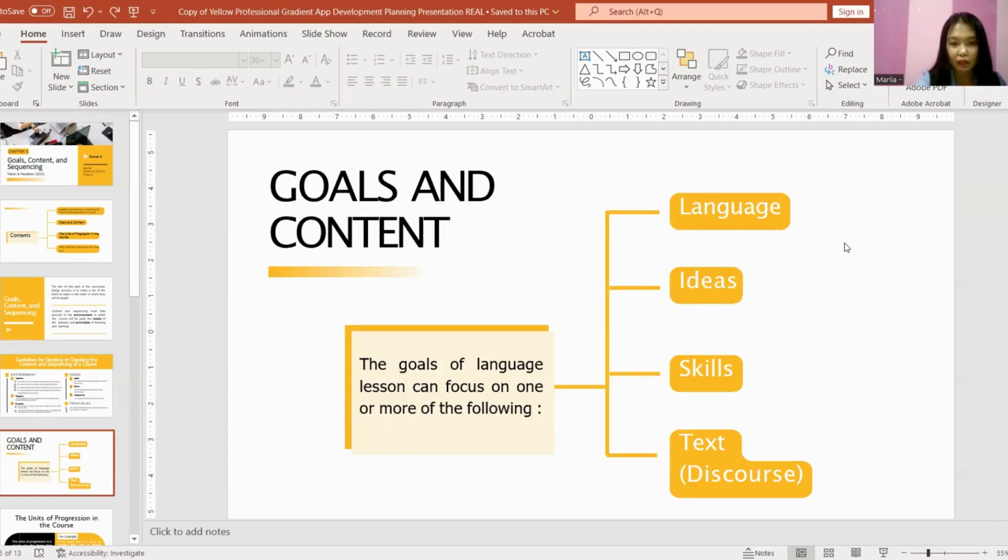The goals of language lessons can focus on one or more of the following, such as language, for example, vocabulary, structure, phonology, and functions. And the second is ideas. The third is skills, like reading, listening, writing, and so on. And the last is text or discourse. This is a connected series of utterances, either spoken or written. It can be a text or a conversation.